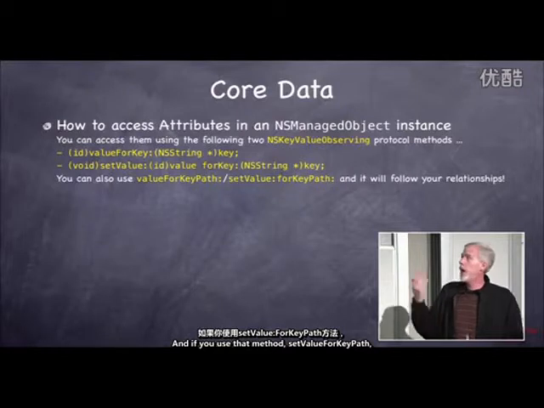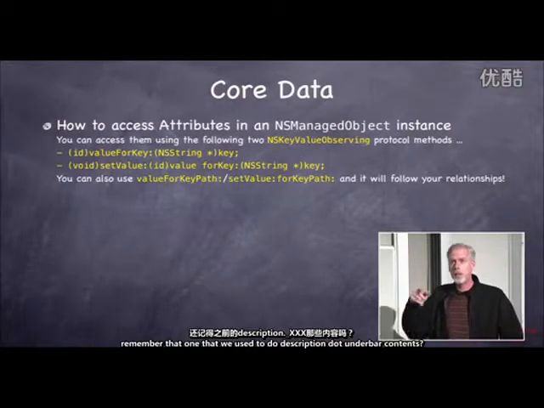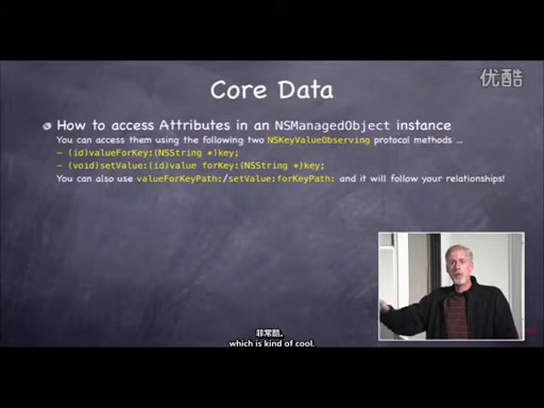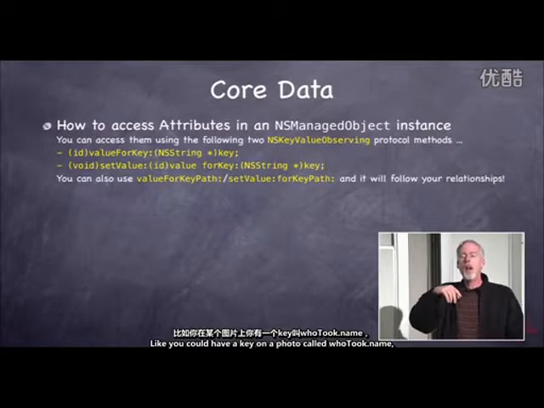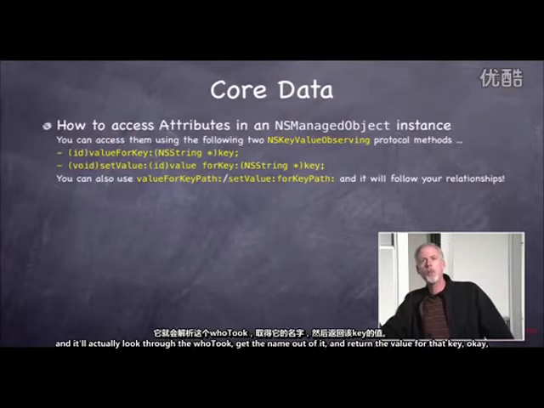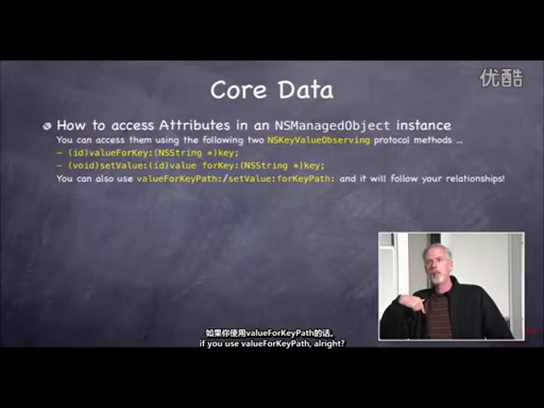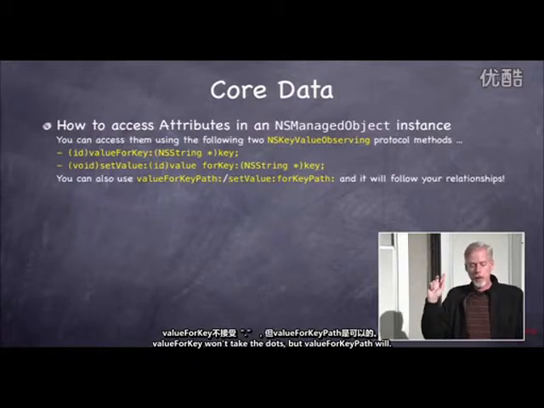And if you use that method setValue:forKeyPath, remember that one that we used to do description.underbar contents? If you use that, it'll actually follow your relationships, which is kind of cool. So you can have a key that's something dot something dot something, and it'll follow through. Like you could have a key on a photo called whoTook.name, and it'll actually look through the whoTook, get the name out of it, and return the value for that key. Okay? If you use valueForKeyPath. Right? valueForKey won't take the dots, but valueForKeyPath will.